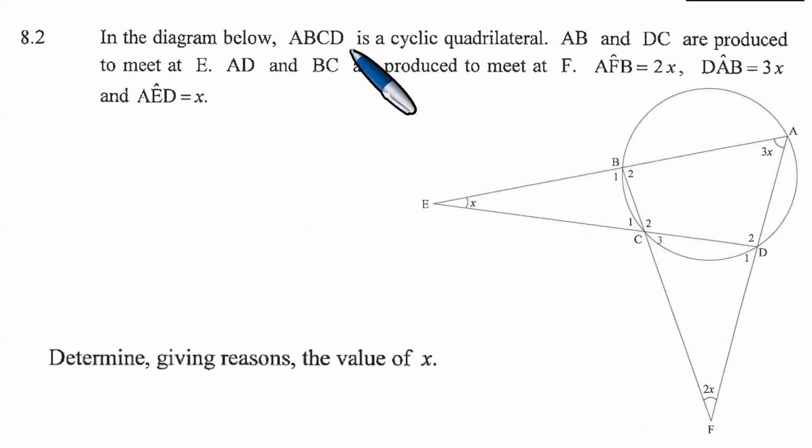In the diagram below, ABCD is a cyclic quadrilateral. AB and DC are produced to meet at E. There is E. AD and BC are produced to meet at F. There is F down there. Now, the angle AFB is 2x, but DAB is 3x. And the angle AED is x. Determine, giving reasons, the value of x.